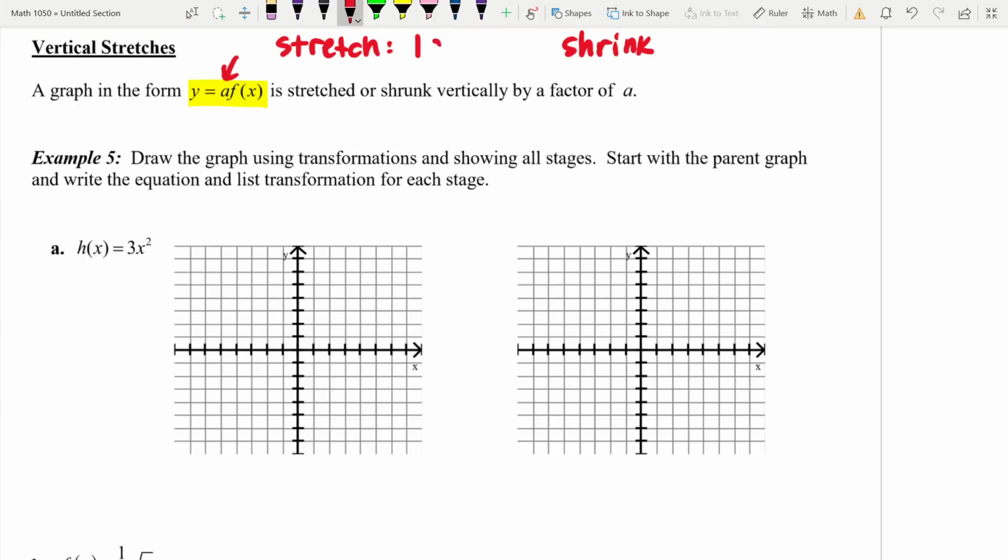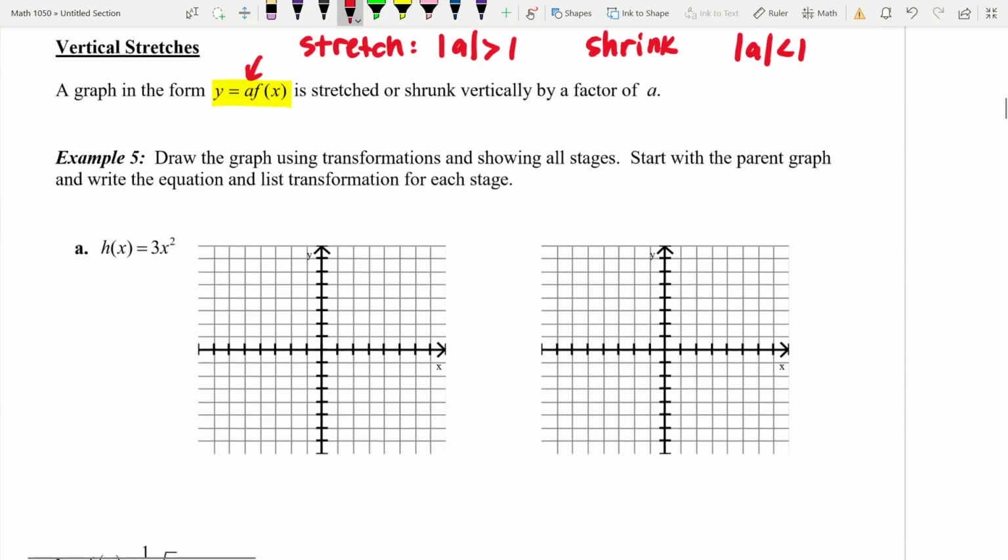If the absolute value of a is greater than 1, it's a stretch, pardon me. If the absolute value of a is less than 1, it's a shrink. Don't let the absolute value freak you out. It's just saying don't look at this sign. So see this 3 right here? The absolute value of 3 is a 3. 3 is bigger than 1. This is a stretch. Okay?